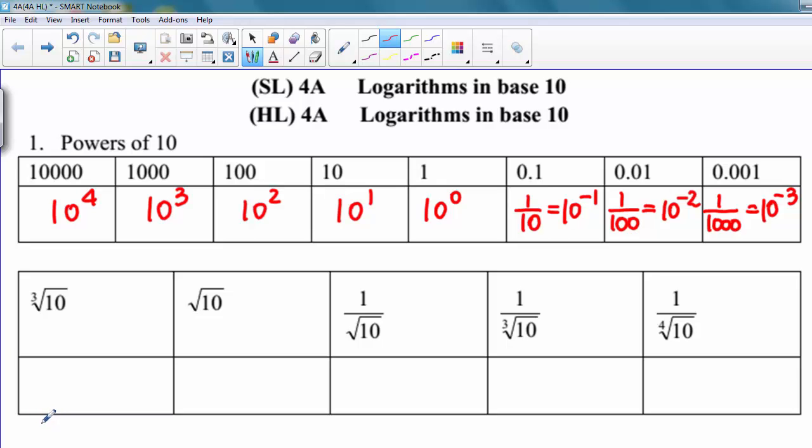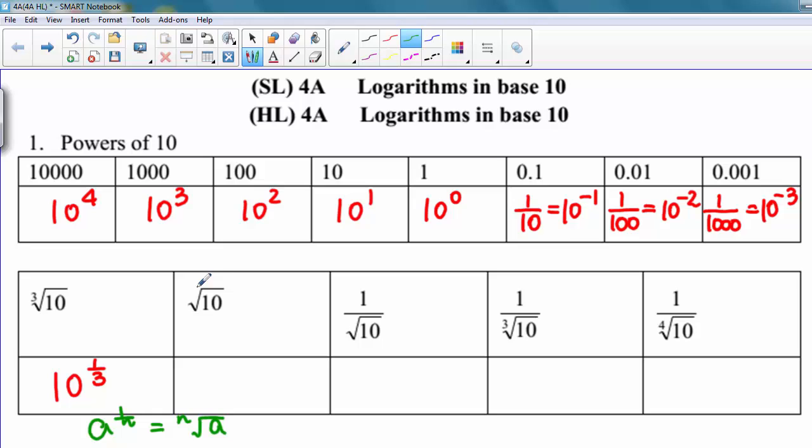This is the cube root of 10. If I convert this one to a power of 10, this one is 10 to the power of 1/3. We have already reviewed all the exponent laws in Unit 3. Hope that you guys still remember. A to the power of 1 over n is the same as the nth root of A.